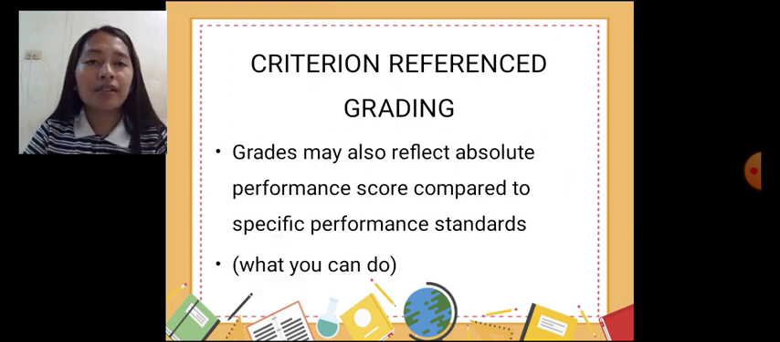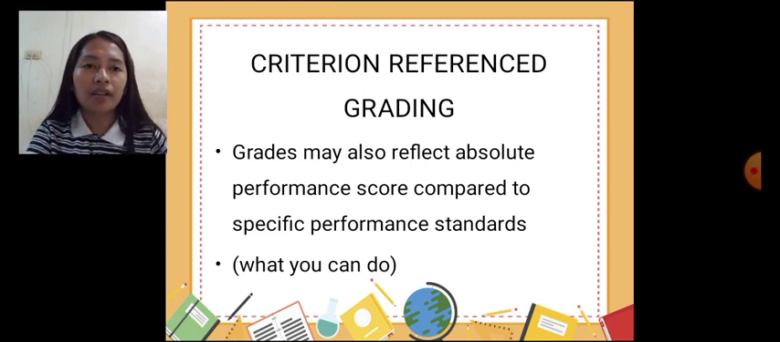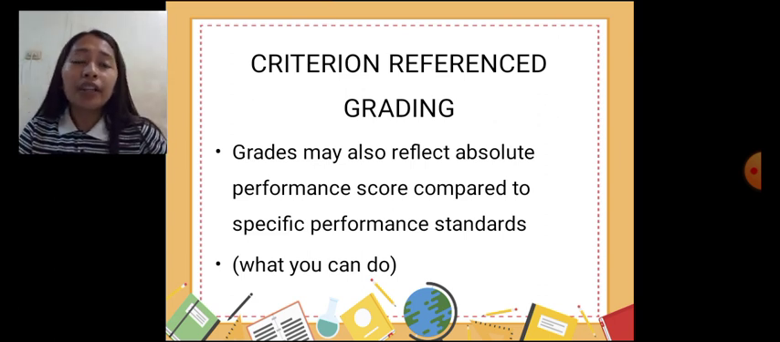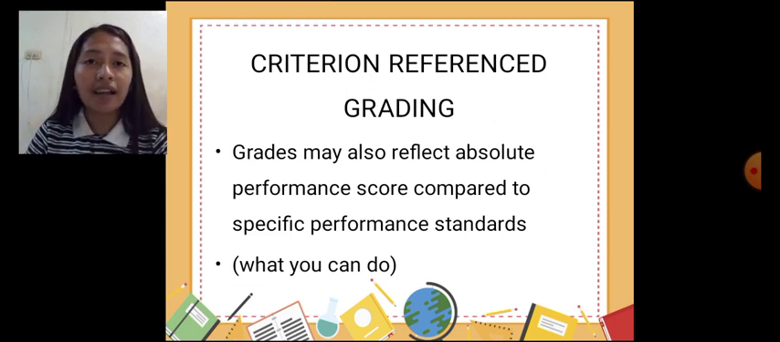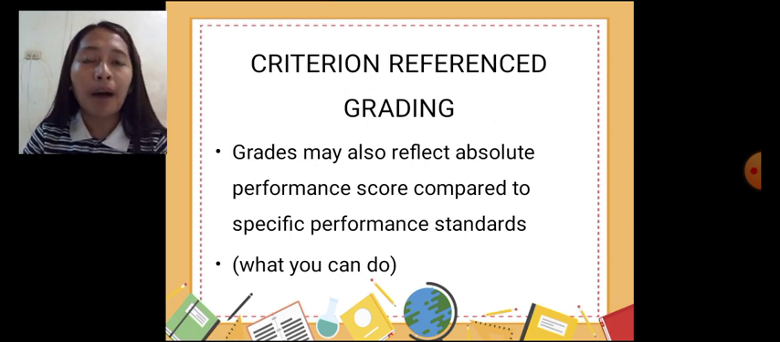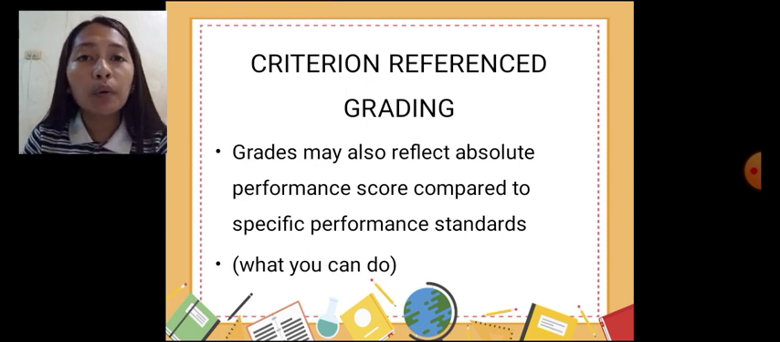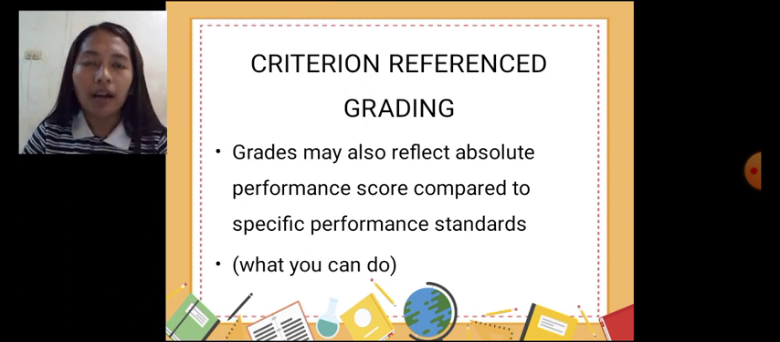Next, let us know what is criterion reference. Criterion reference grading means that grades do not depend on what group you are in, but only on your own standard of performance. This can be what students can do or not.